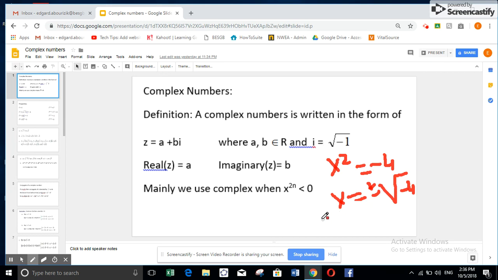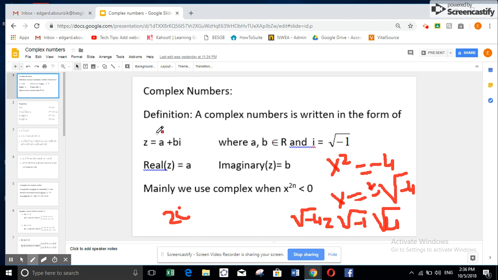If i equals root minus 1, this radical minus 4 can be written as radical minus 1 times radical 4. This radical minus 1 is called i, so that's why it's of the form of i. Radical 4 is 2, so 2i. So every time you have the i, it means I have the square root of a negative number, and every complex number is written of the form a plus ib.